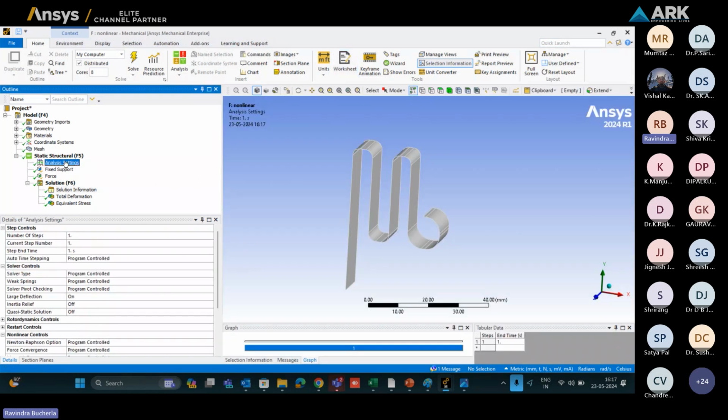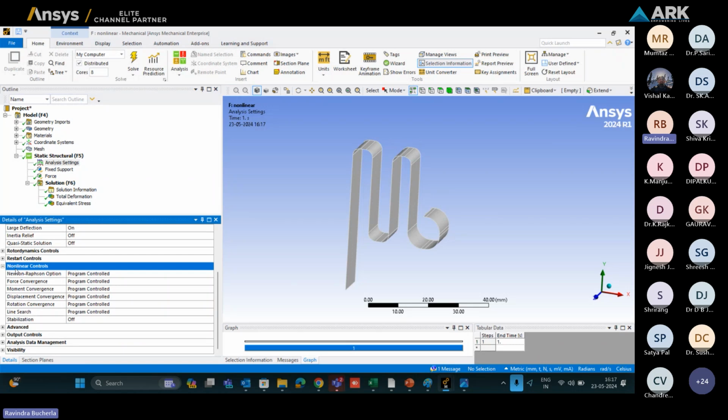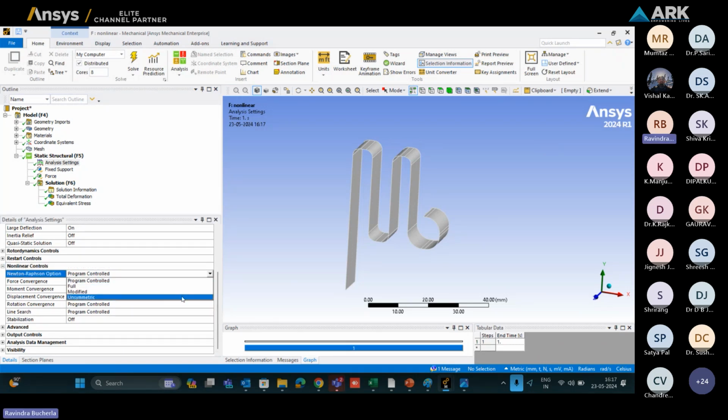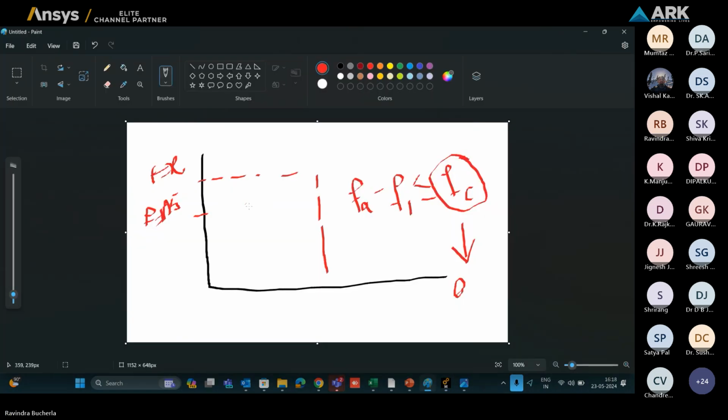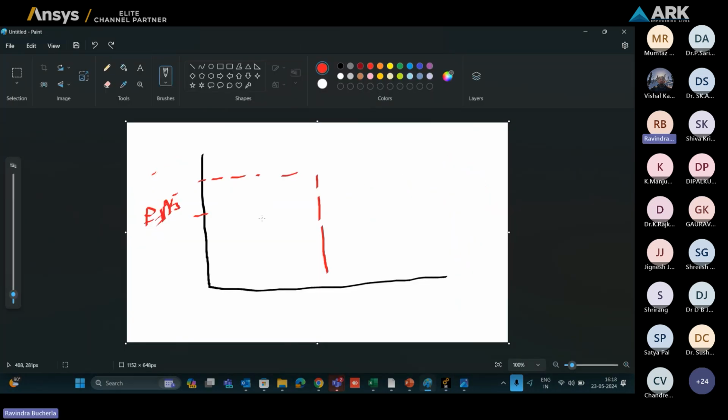If you come to analysis settings again, here you can see the nonlinear controls. You can go for the Newton-Raphson method. Here there are three types. The first one is full. Full means the one which we are discussing, and there is one more called initial. I will just explain the initial, so you will get an idea about that.